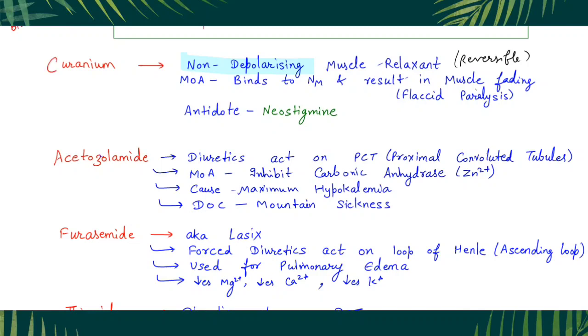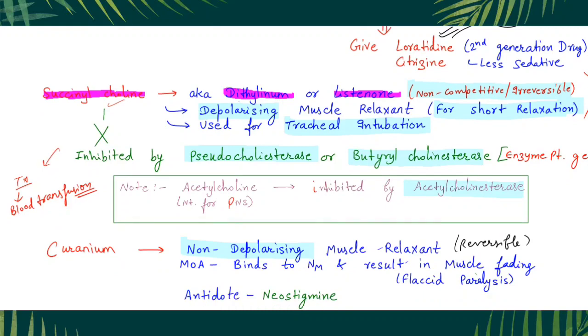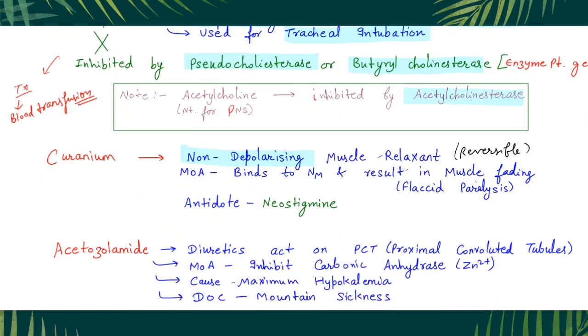curanium, which is a non-depolarizing muscle relaxant. Remember, curanium is non-depolarizing and succinylcholine is a depolarizing muscle relaxant. It is reversible, because they have antidotes. Examples are mivacuranium, pancuranium, or tubocuranium. What is the mechanism of action? It binds to the nicotinic receptors, resulting in muscle fatigue that leads to flaccid paralysis.